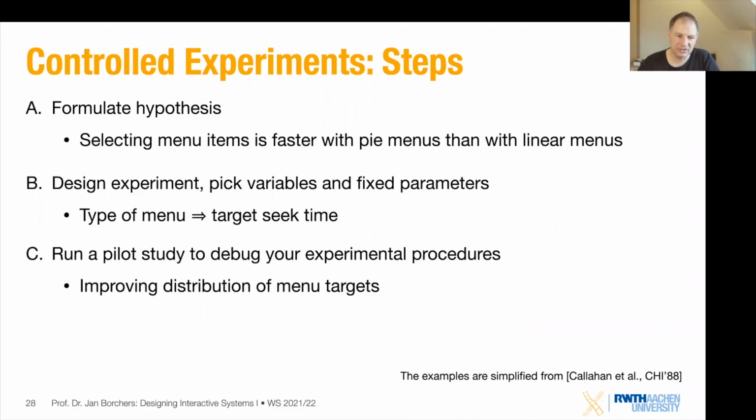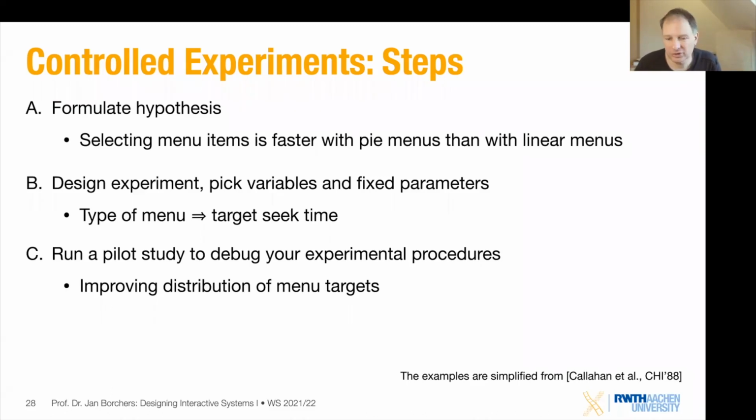Then, as I said, we would run a pilot study to debug our experimental procedures. In this case, that could be that we go ahead and improve the distribution of the menu targets around the pie and the linear menu to avoid any bias, for example, or to make them harder to learn by heart and to remember. Because if you made the six menu items that you select actually labeled A, B, C, D, E, F, or 1, 2, 3, 4, 5, 6, then you got a problem because people aren't actually going to select from the menu. They know exactly that 5 is almost at the end, and they will go there directly in a Fitts law kind of task, right? So you want these menu items to be well randomized so that it is not easy to predict where something is in the menu.